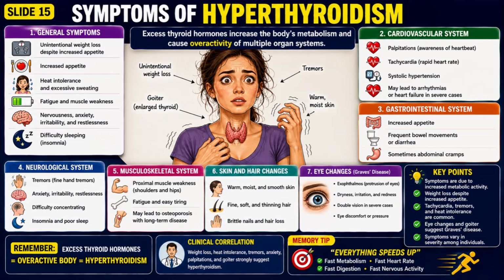Muscle weakness may develop, particularly in the muscles of the shoulders and thighs, making activities such as climbing stairs or lifting objects more difficult. Changes in the skin and hair are common. The skin often becomes warm and moist, while the hair may become fine and thin. In Graves' disease, patients may develop characteristic eye changes known as exophthalmos, where the eyes appear prominent or protruding. An enlarged thyroid gland, known as a goiter, may also be present.